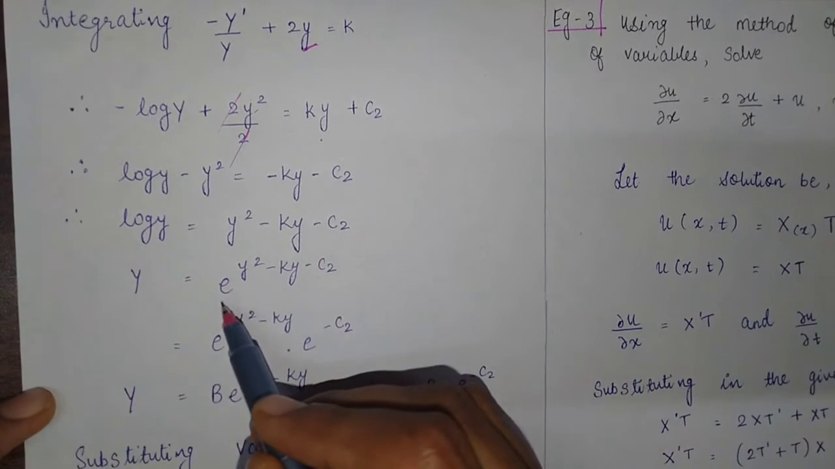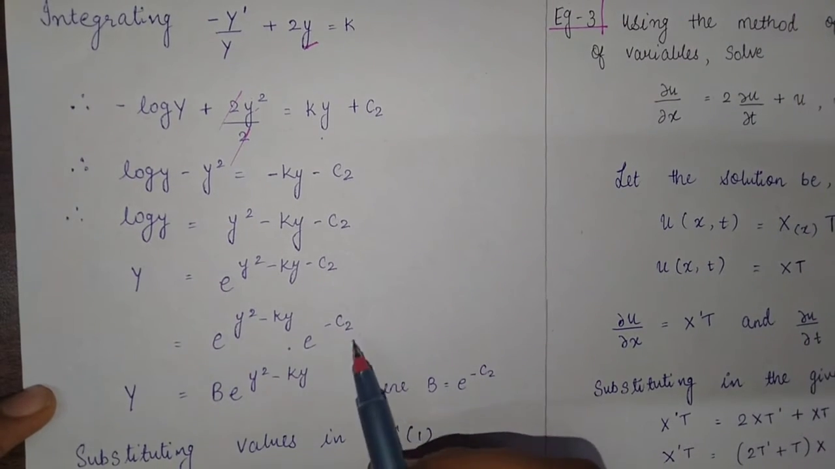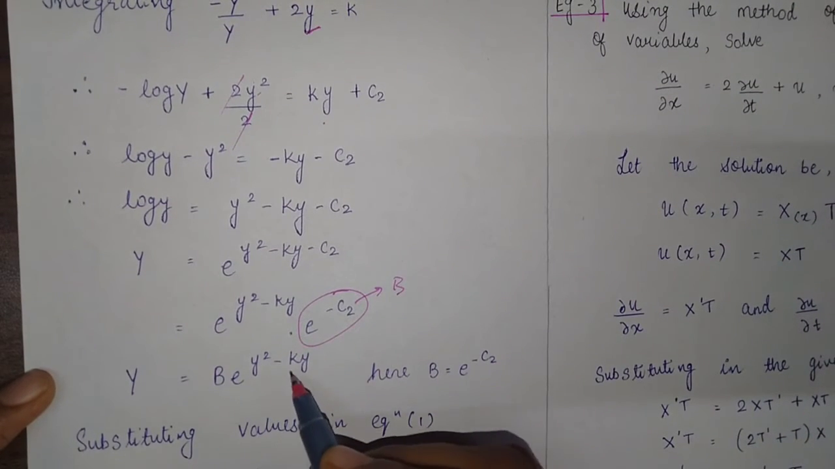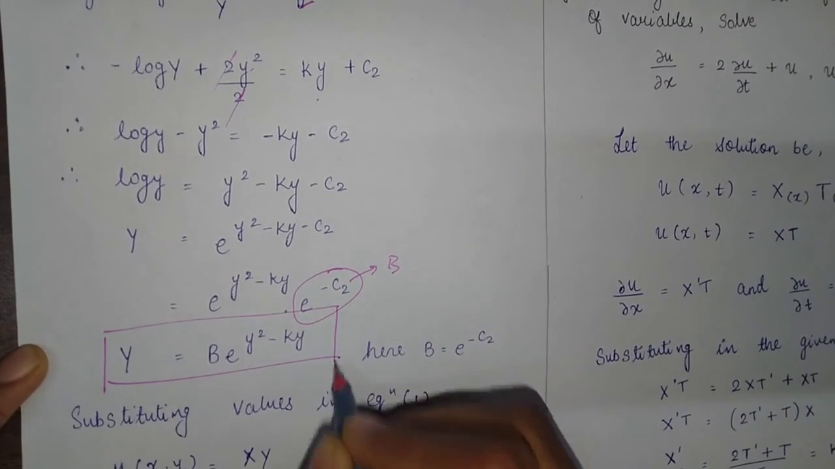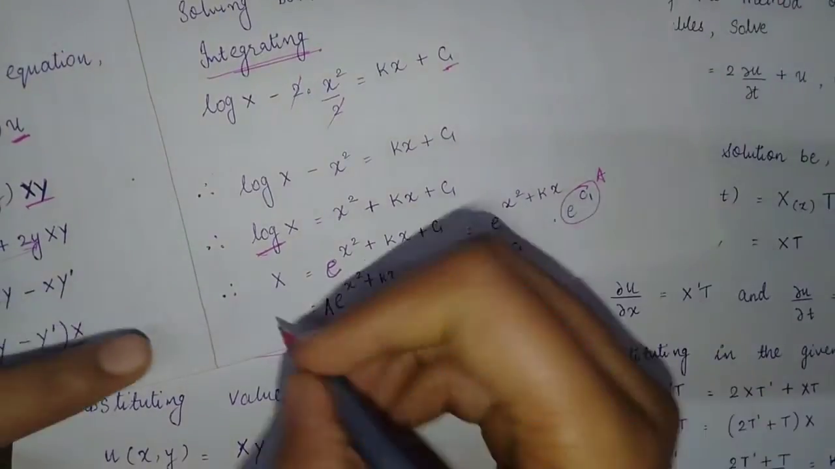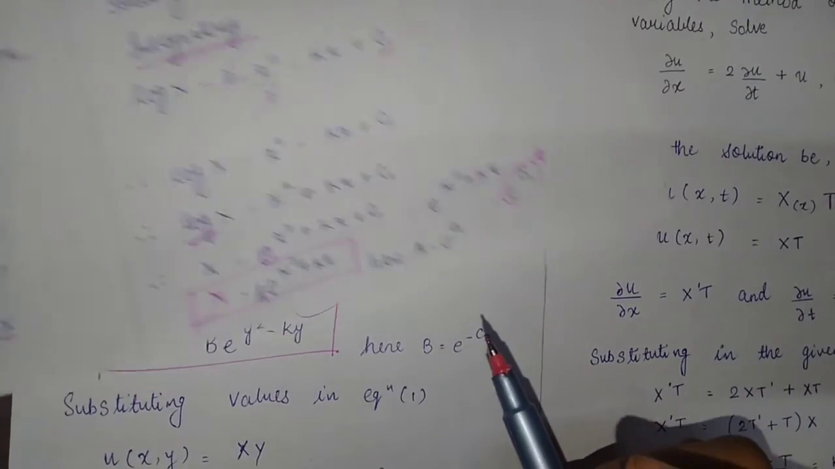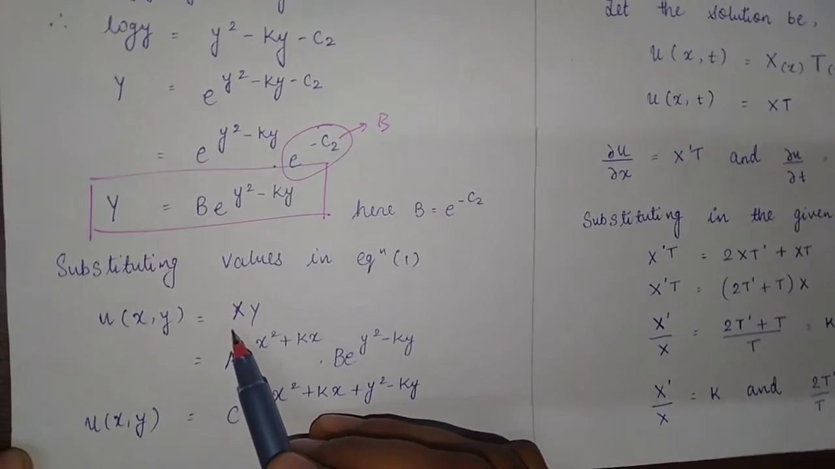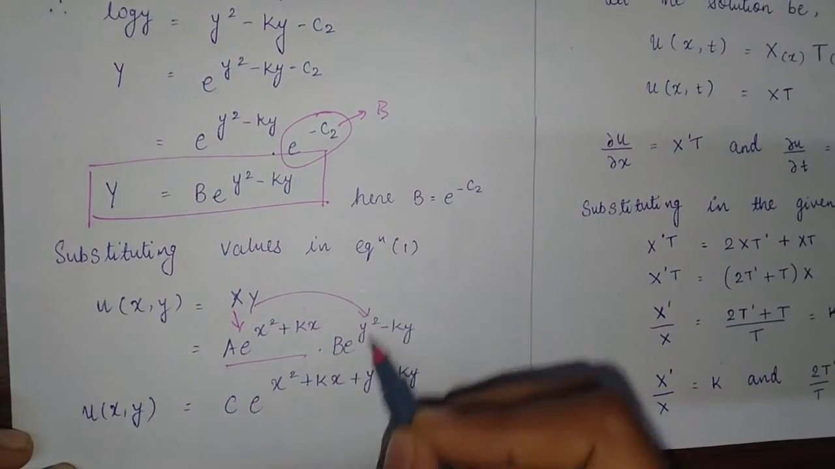Again to remove log, I will write the exponential term, and if I take this term as b, then it will be b into e raised to y square minus ky. So finally I got the value of y and the value of x. We got x and y, so we will put this x and y in equation number 1. Substituting those values in equation 1, that is capital X into capital Y, what is x? That is this term, and y is this term.